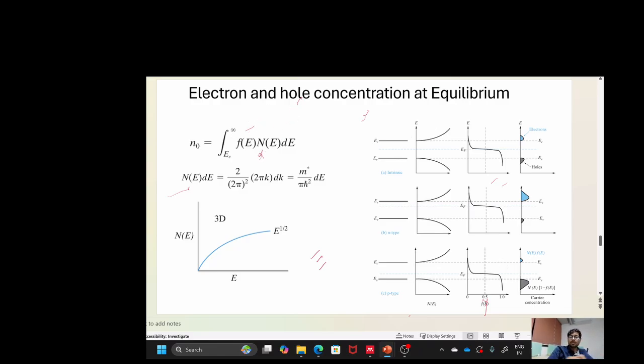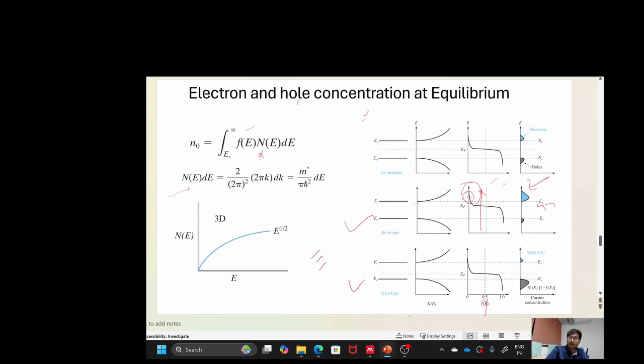Okay, so these are the things. This is for the n type, and this is for the p type. In n type, the concentration of electrons in the conduction band will be more, because the Fermi function will shift up because of the EF level. EF level is higher, so the probability of finding an electron in the conduction band will be more. The probability is more, and the density of states is the same, but the overlap will increase.